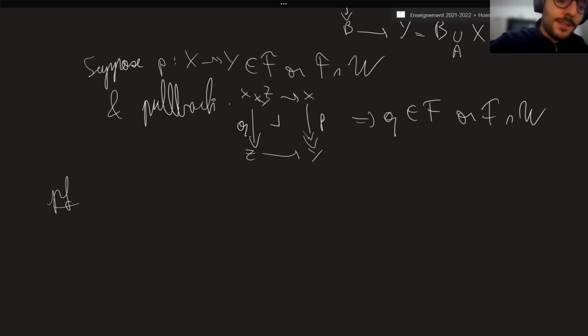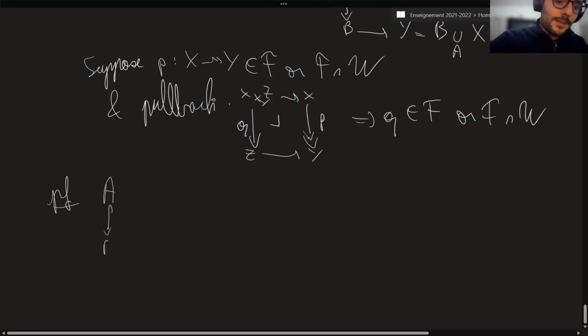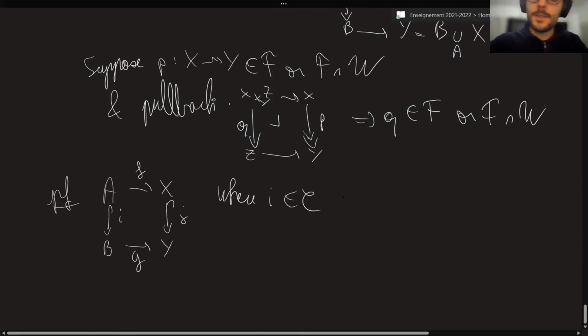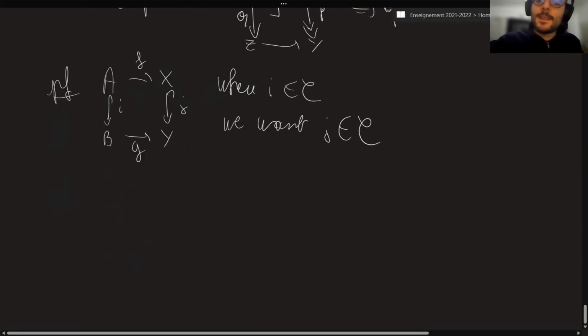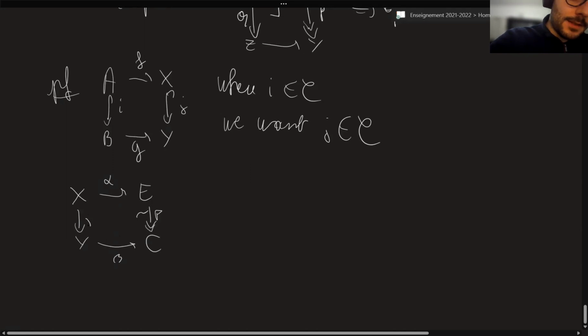I know it's time. So assume you are in this situation where I is in C, we want J in T. That's the goal. So the typical approach: we prove that it has the lifting property against all acyclic fibrations. So we put a diagram like this, with alpha, beta, J.